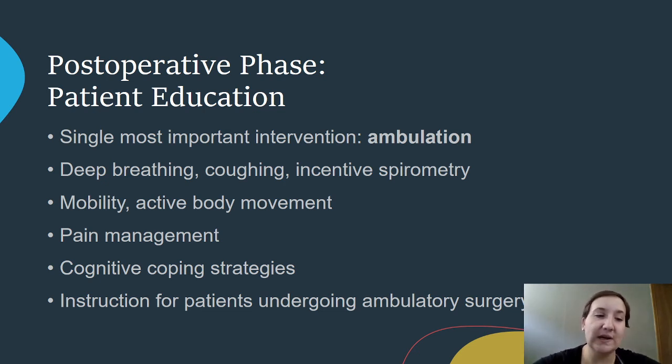Cognitive coping strategies are for patients who have a lot of anxiety. That anxiety can get in the way and can inhibit patient teaching from occurring. So making sure that we're educating our patient, setting up a clear plan with them, and perhaps discussing treatment of anxiety with their admitting physician to make sure that we are taking care of them in all different aspects. And then instruction for patients undergoing ambulatory surgery.